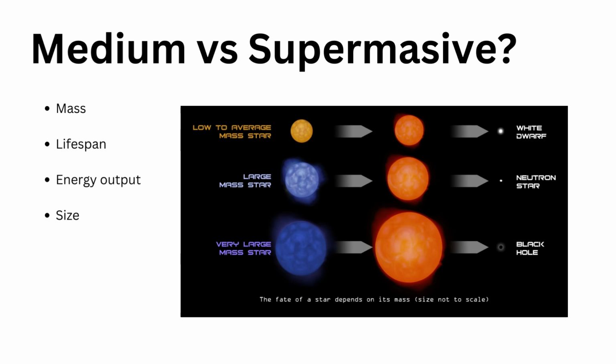Fourth, size. Supermassive stars are also much larger than medium-sized stars. The radius of a supermassive star can be up to 1,000 times larger than that of a medium-sized star. This increased size also means that supermassive stars have a greater gravitational pull, which can influence the orbits of nearby objects. So, in summary, while both medium and supermassive stars are made up of the same basic components, their differences in mass, lifespan, energy output, and size can have a significant impact on their behavior and the surrounding environment.